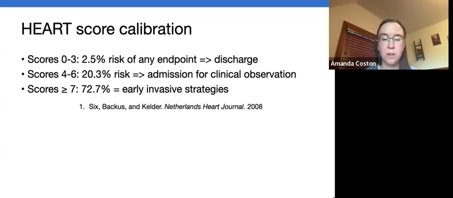So they recommend admission for clinical observation. And if it's more than 7, it's 72%, right? But as we saw earlier, these numbers were calculated on a population that was overwhelmingly white.